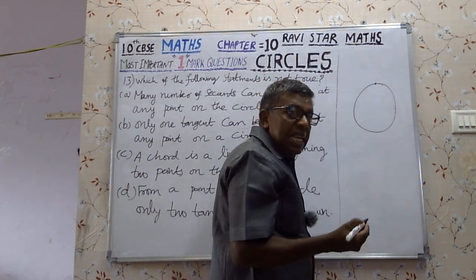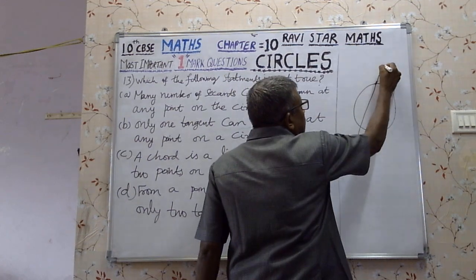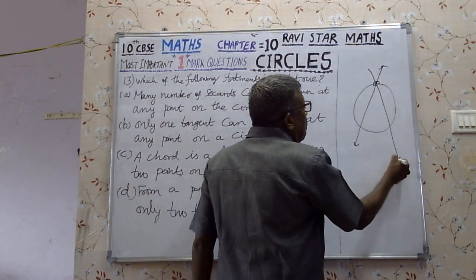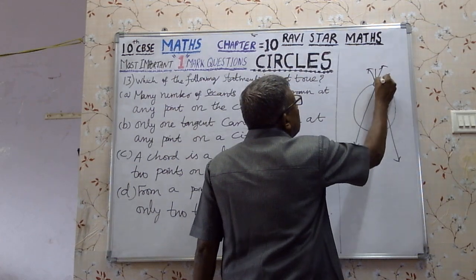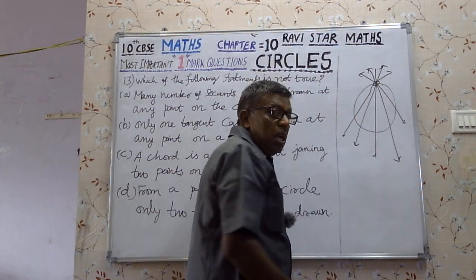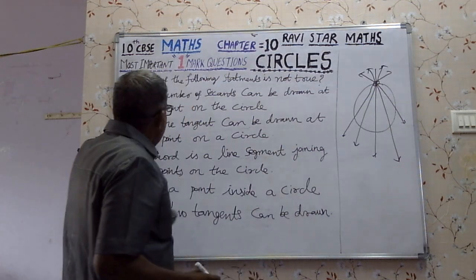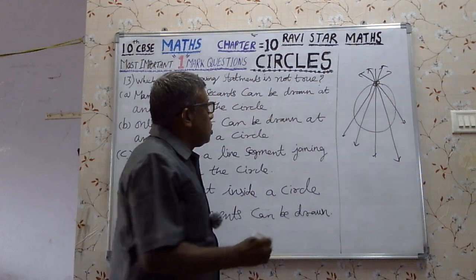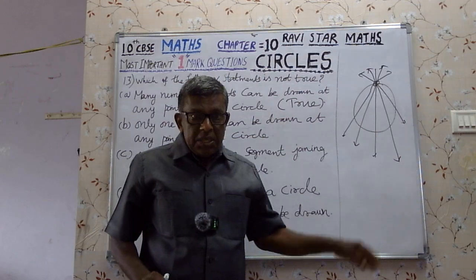I am going to draw secants through this point. It is one secant. Another secant. Another secant. Next secant. There are so many secants. A secant is a line passing through the circle. Many number of secants can be drawn at any point on the circle. Therefore, this is a true statement. It is not the answer for the problem.